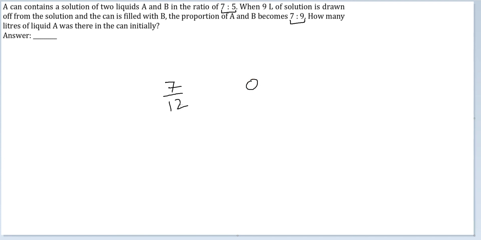Liquid A was 7 by 12. After having 9 liters drawn off, you're left with some quantity. 7 by 12 is the purity of A, and when B is getting added, the purity of A there is 0, which leads you to a purity of 7 by 16. This is too difficult to manage, so we make the base 48 everywhere, so you get 28, 21 and 0.